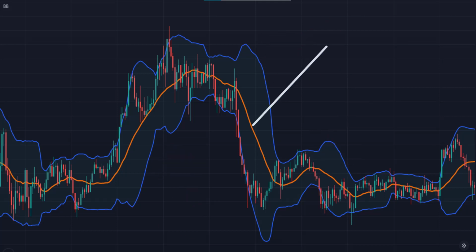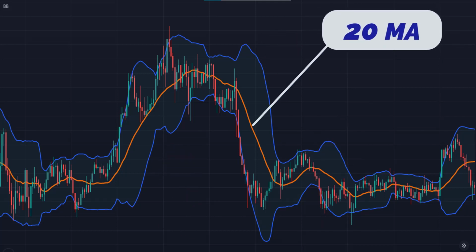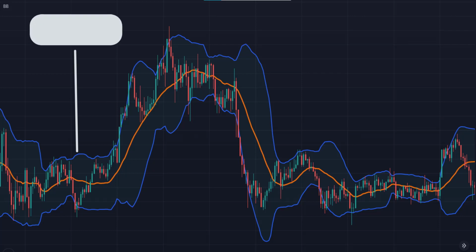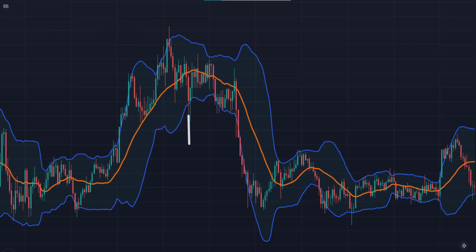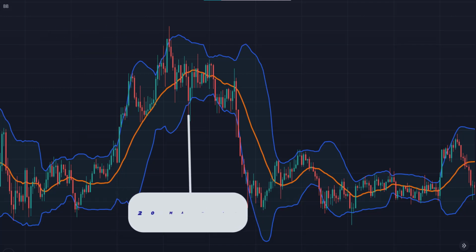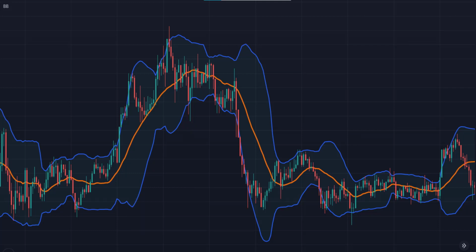The indicator's main line is a 20-period simple moving average by default. The bands are also set to 20 by default in two settings. The upper line is calculated by adding two standard deviations to the main line moving average. This creates an upper boundary for the price. And the lower line is calculated by subtracting two standard deviations from the main line moving average as well. This creates a lower price limit. The general principle for Bollinger Bands is that 90% of price action occurs within these bands.